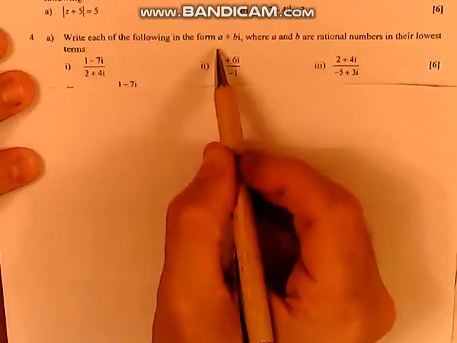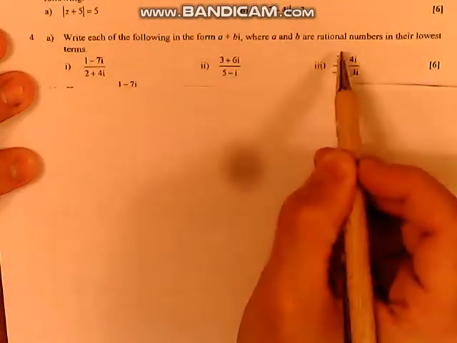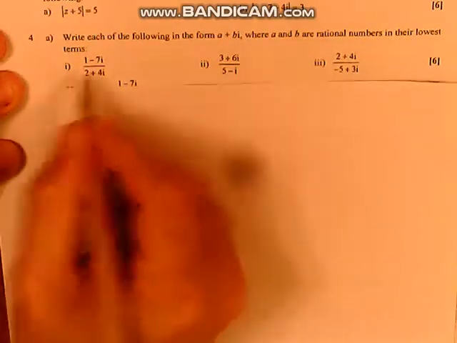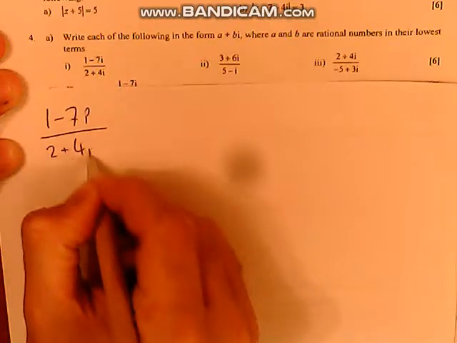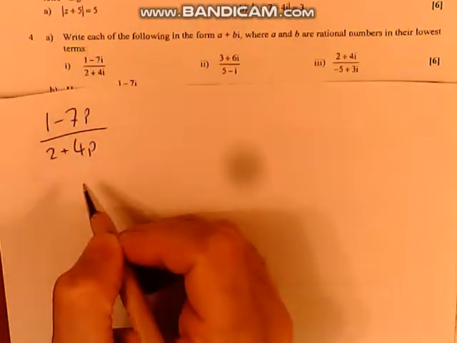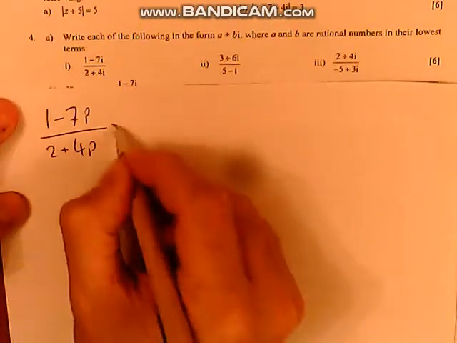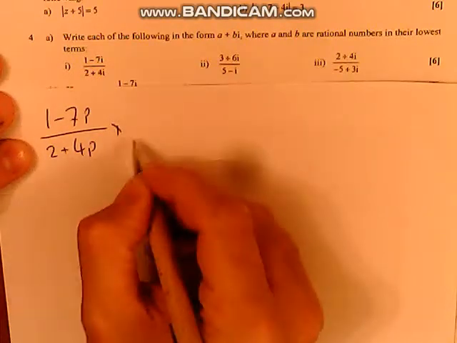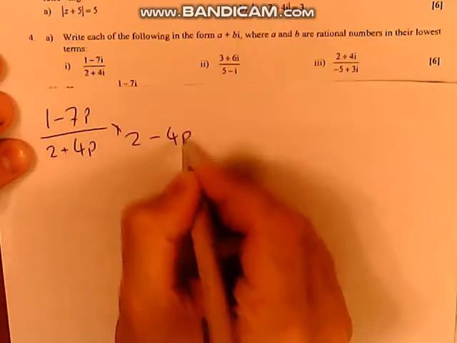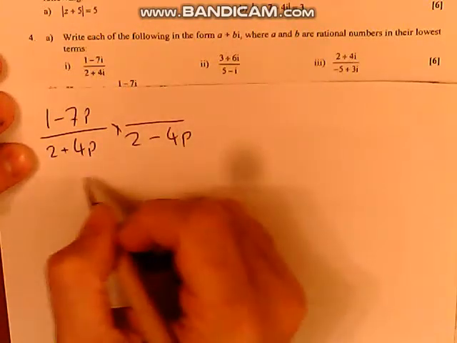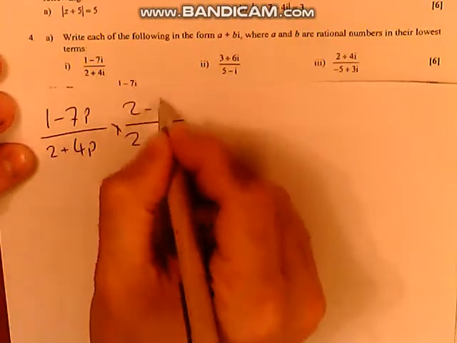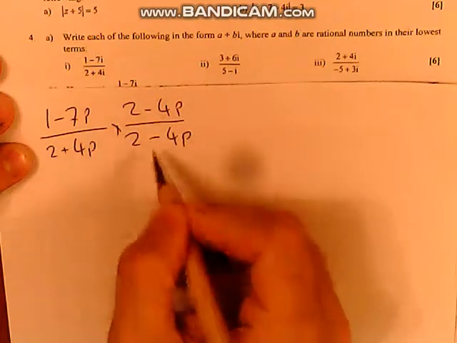Write each of the following in the form a plus bi, where a and b are rational numbers in their lowest terms. I'll start with this one. I can't do much with the imaginary number on the bottom, a bit like when I rationalise the denominator. So I need to do something to get rid of the imaginary at the bottom. I'm going to times it by exactly the same, just with a minus, so it's the difference of two squares. Obviously I need to do exactly the same on top, and this equals 1.